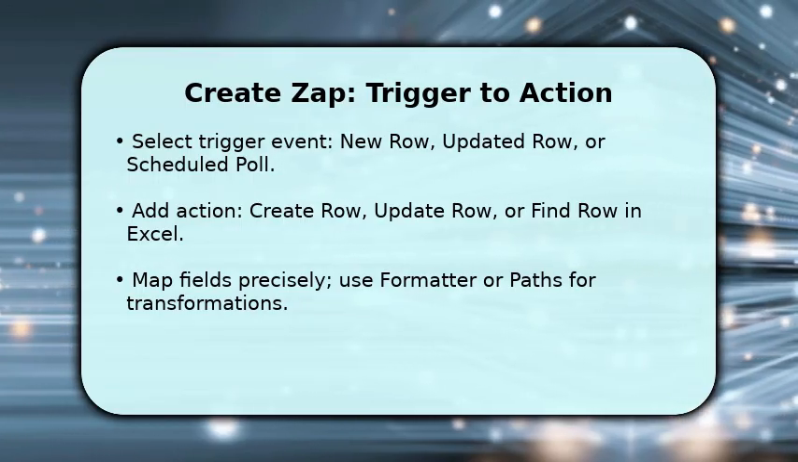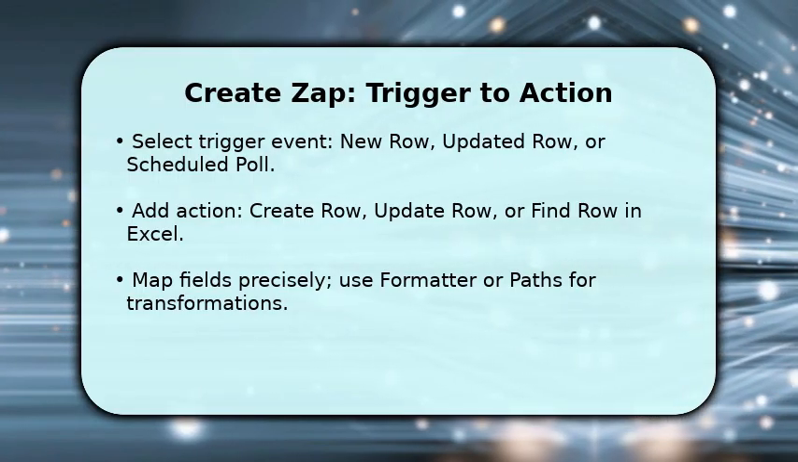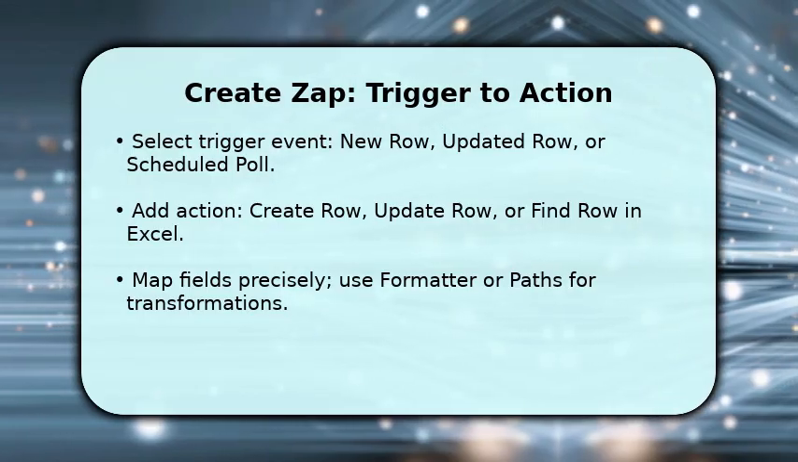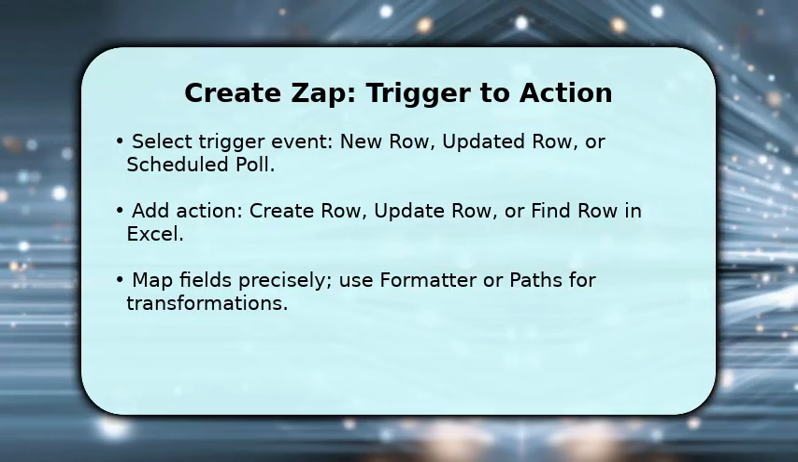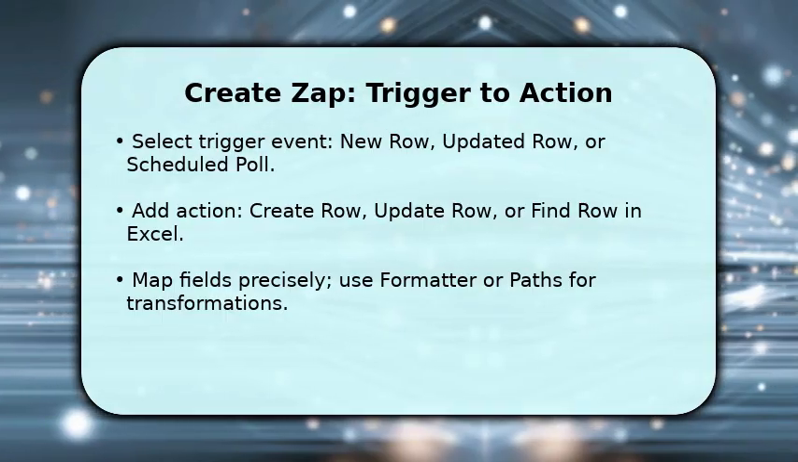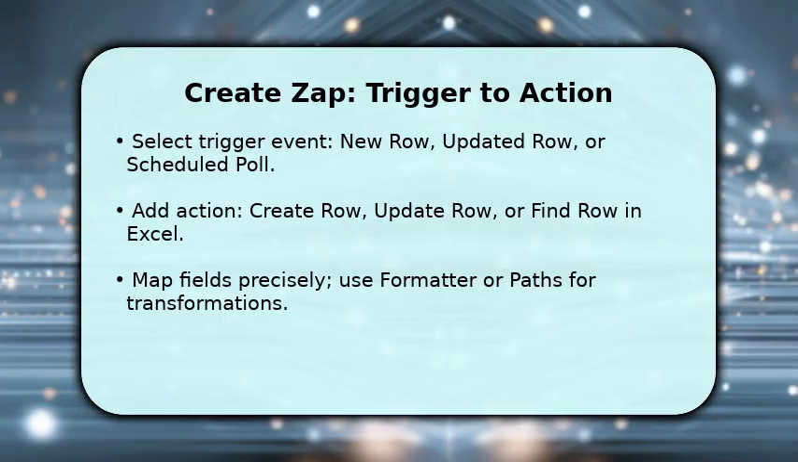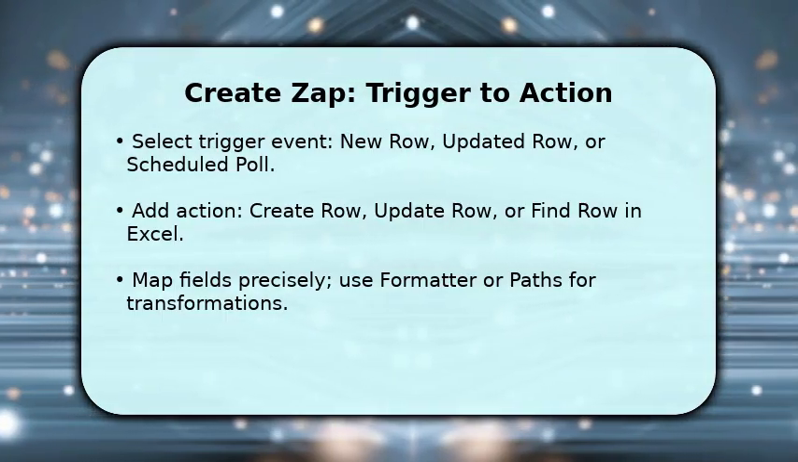If you need date or number conversion, insert Formatter by Zapier between steps. Once configured, use filters or paths to route conditional logic. Then run one more test to verify the exact output lands in Table 1.